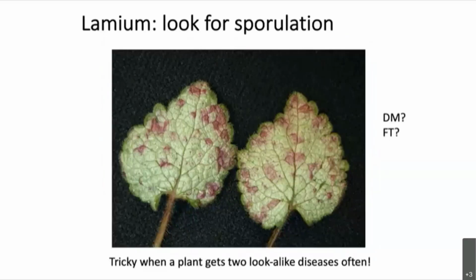Here's lamium, which is a classic plant for having downy mildew infection, but it also is a classic plant for having foliar nematodes. And in either case, you're going to see little purplish spots that have sort of squarish outlines to them. So if you saw something like this, you'd need the help of a lab to help you identify it, or you could at least look at the undersurface of the leaf and see if you see anything that looks like downy mildew sporulation before you jump to the conclusion about which problem you have.